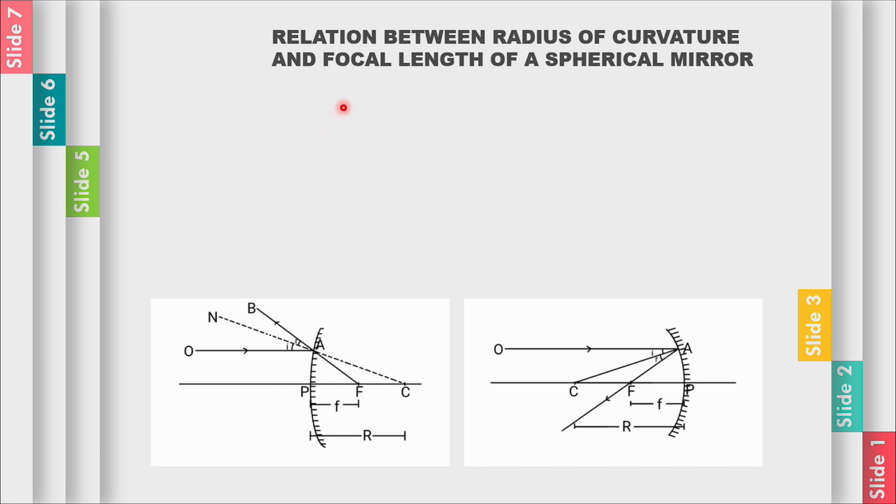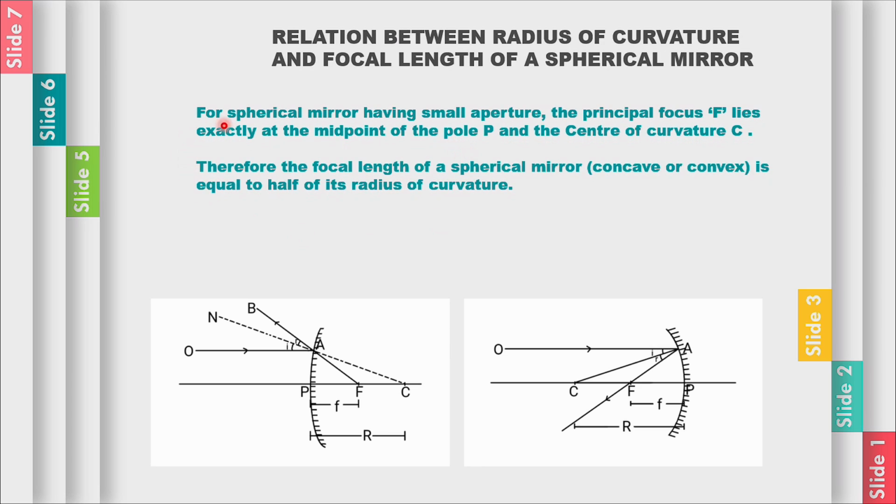What is the relationship? The radius of curvature is equal to twice the focal length, or in other words, focal length is equal to half of the radius of curvature. Just observe here. For a spherical mirror having a small aperture, the principal focus F lies exactly at the midpoint of the pole and center of curvature. Therefore, the focal length of the spherical mirror is equal to half of its radius of curvature, or the radius of curvature is twice its focal length.